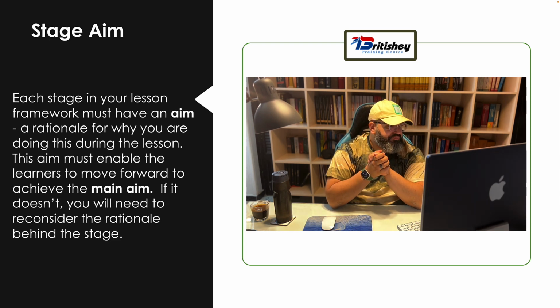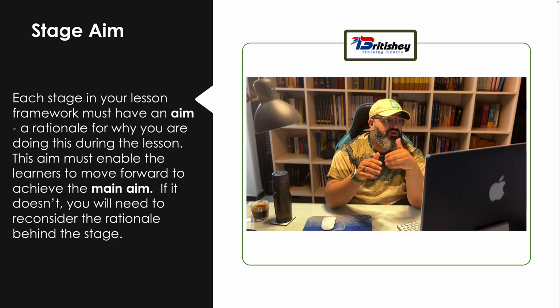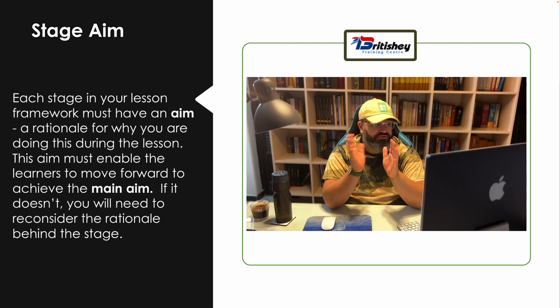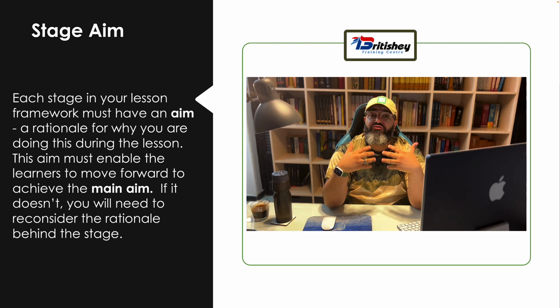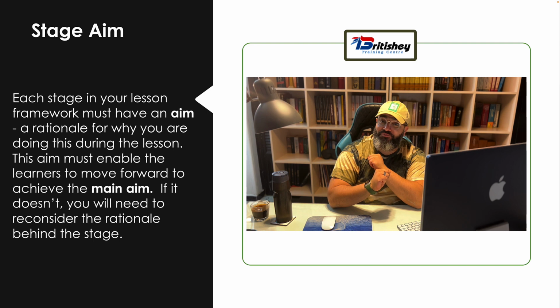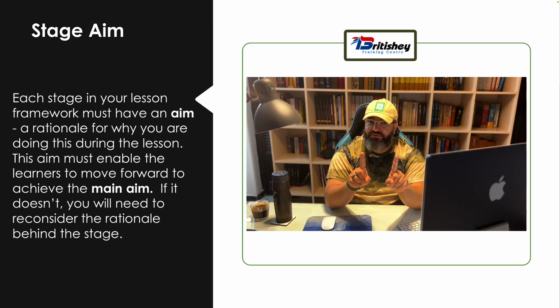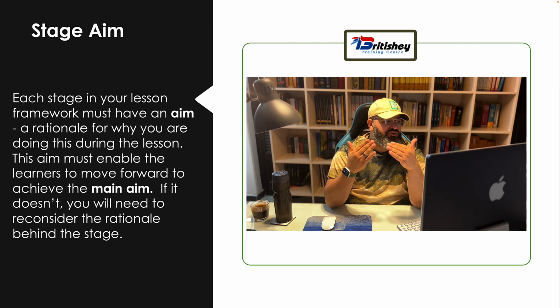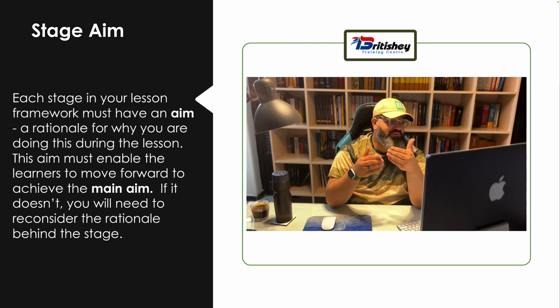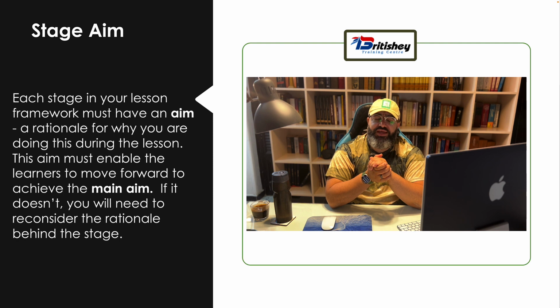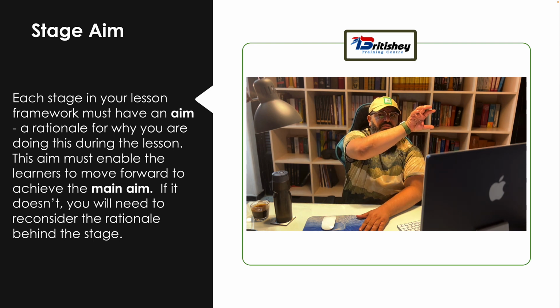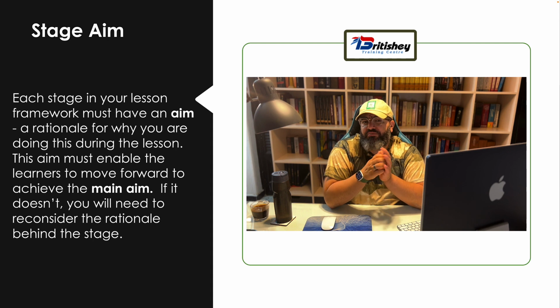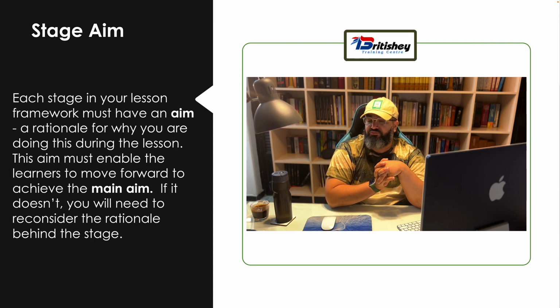So, a rationale for why you're doing this during the lesson. This aim must enable the learners to move forward to achieve the main aim. If it doesn't, that's a problem. You will need to reconsider the rationale behind this stage. Like if you feel that the rationale behind this stage doesn't lead finally to the main aim, then there is a problem, and a serious problem, and you need to address this. Right.